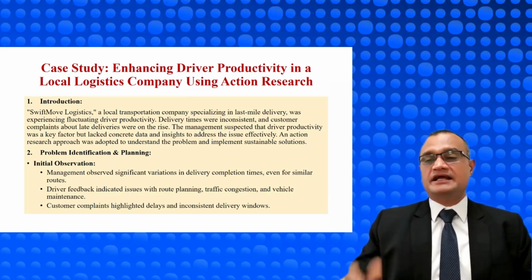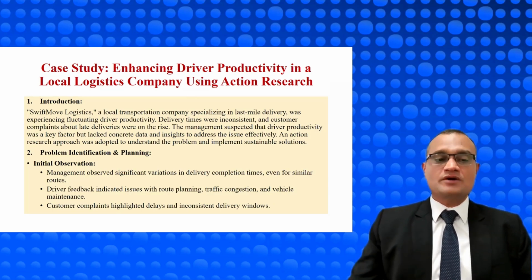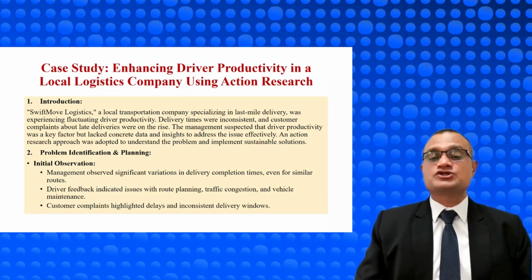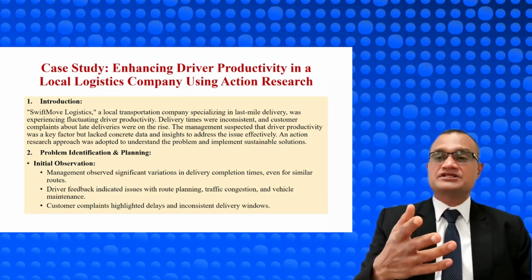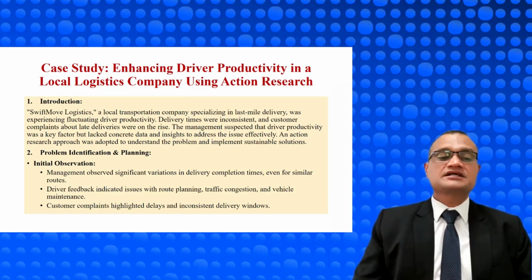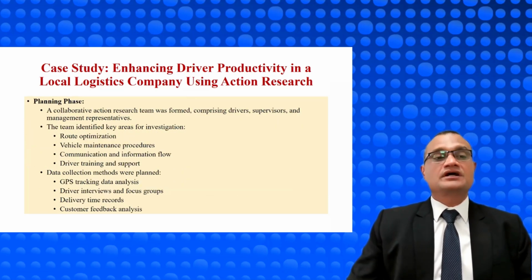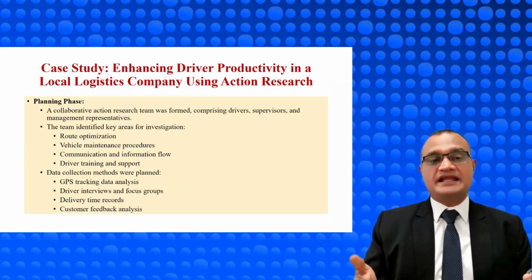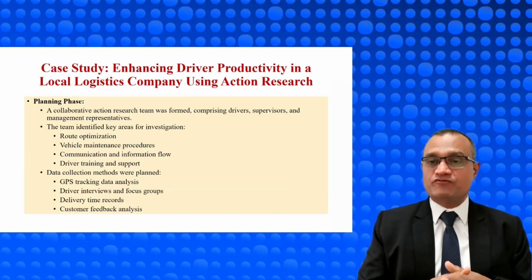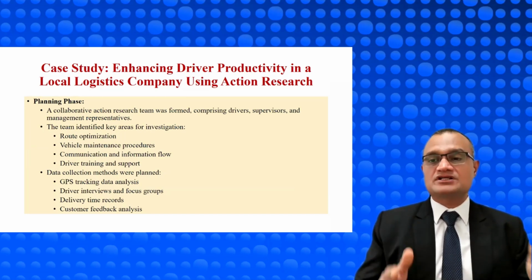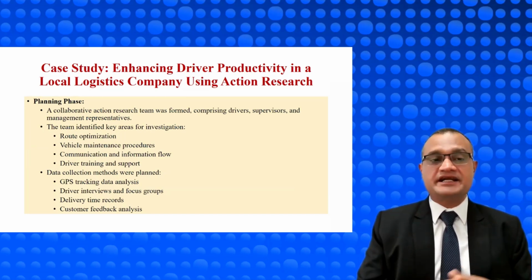Problem identification and planning is the second phase in the action research process. Initial observation: management observed significant variation in delivery completion time, even for similar routes. Driver feedback indicated issues with route planning, traffic congestion, and vehicle maintenance. Customer complaints highlighted delays and inconsistent delivery windows. You get into the planning phase. A collaborative action research team was formed comprising drivers, supervisors, and management representatives.